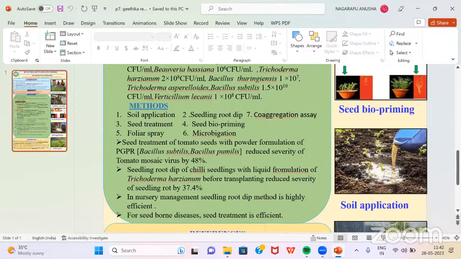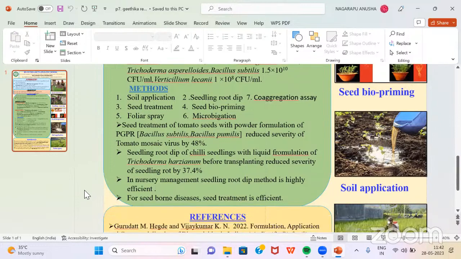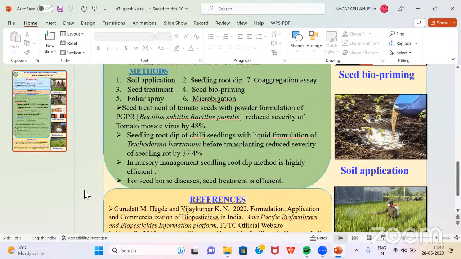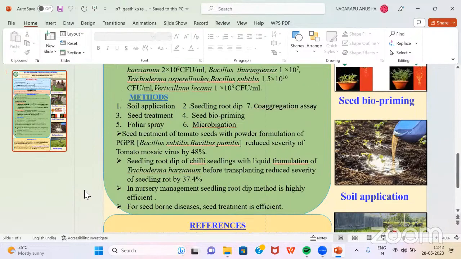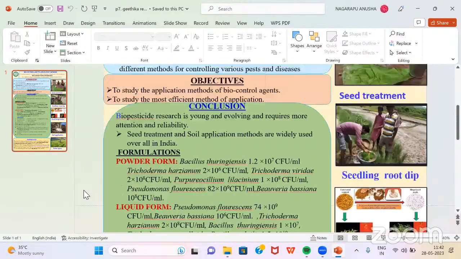In nursery management, the seedling root dip method is highly efficient. For seed-borne diseases, seed treatment is efficient. And for soil-borne diseases, the soil application method is very efficient. Thank you, sir.